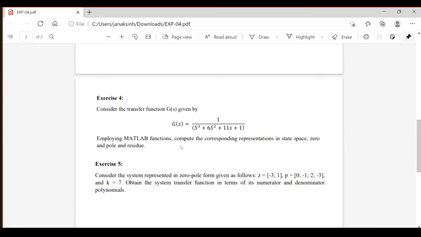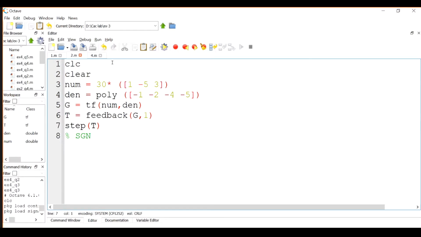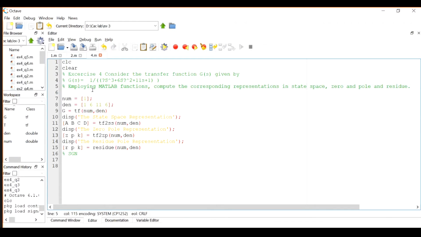In the Octave code, you can see there is clc, which clears the command window. Now I have written the question here for better understanding. The numerator is 1, so I have taken a variable num showing the numerator equal to 1, and the denominator is 1, 6, 11, 6. That is, I am writing the coefficients of the polynomial: 1 for s cube, 6 for s square, 11 for s raised to 1, and 6 for s raised to 0.